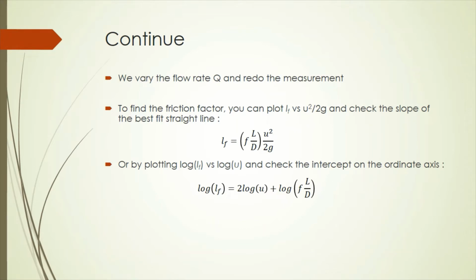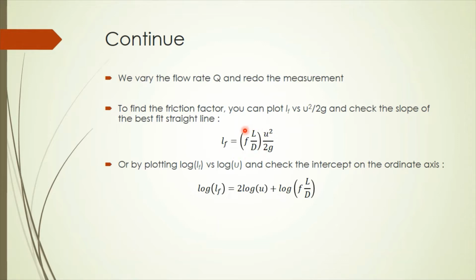Okay, now in the experiments, we adjust and vary the flow rates, and then we measure the pressure drop and calculate the frictional head loss. After a series of measurements, we can plot this head loss against u squared divided by 2g, which is called the kinetic head of the flow. And if you plot this graph, then the slope is this, right?